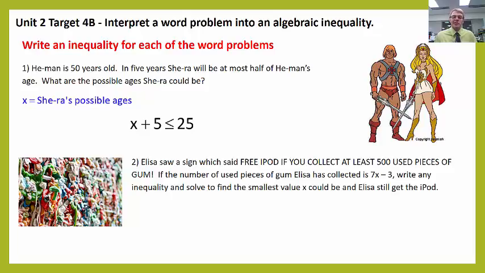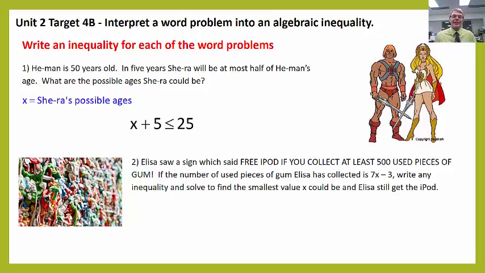Let's look at the second one here. Alyssa saw a sign which said, free iPod if you collect at least 500 pieces of used gum. That sounds like a deal, but you know, an iPod's an iPod. So, if the number of pieces of gum Alyssa's collected is 7x minus 3, write an inequality, probably a typo there, and solve to find the smallest value x could be, and Alyssa still get her iPod.